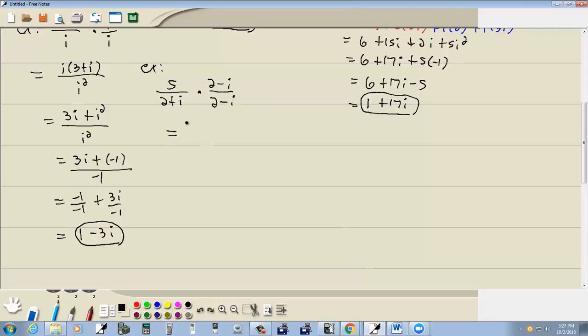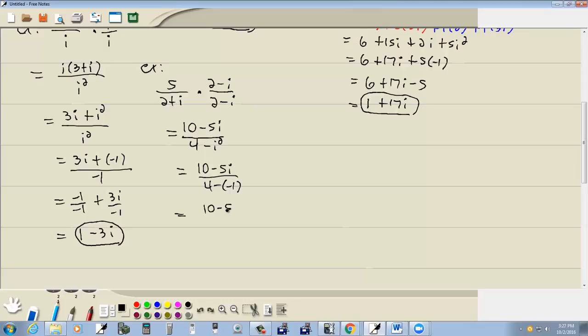Now up on top, 5 times 2 is 10. 5 times negative i is negative 5i. Now down below, 2 times 2 is 4, and i times negative i is negative i squared. You notice on the bottom part, when you're multiplying conjugates together, all you have to do is multiply your first parts and your last parts. So we got 10 minus 5i over 4 minus, and i squared is negative 1.